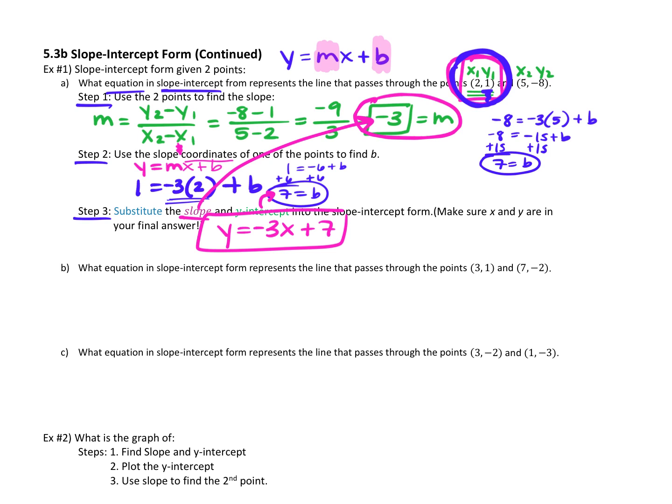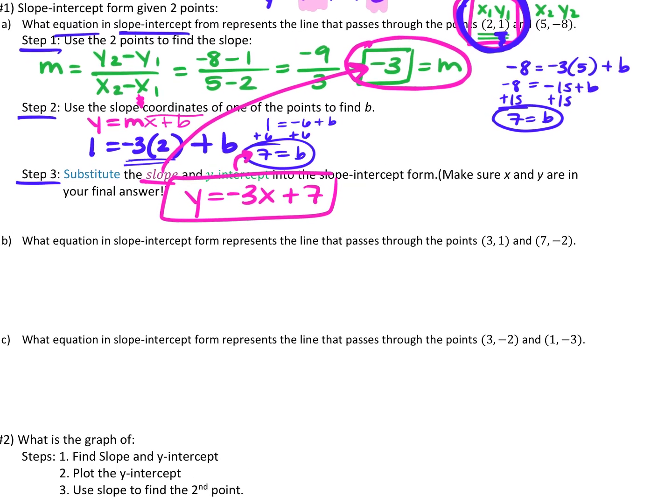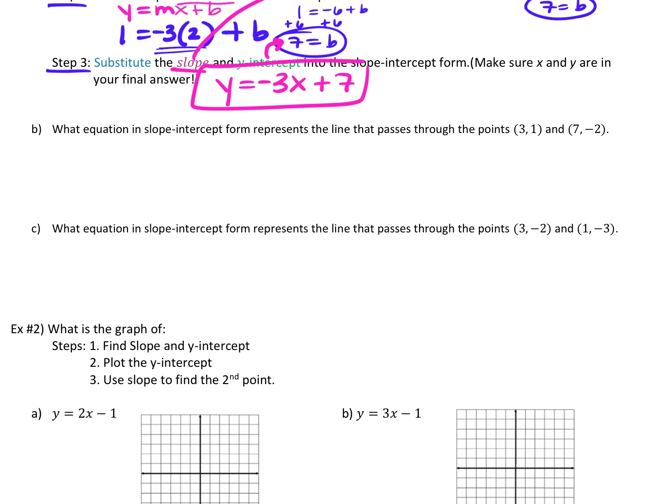Okay, so I'm gonna do one more with you, and then I'm gonna have you try one on your own, because these are tough. These are tricky problems. Just not tough, there's a lot of steps to them, okay? So write an equation in slope-intercept form that represents the line that passes through these 2 points. What should we do first?